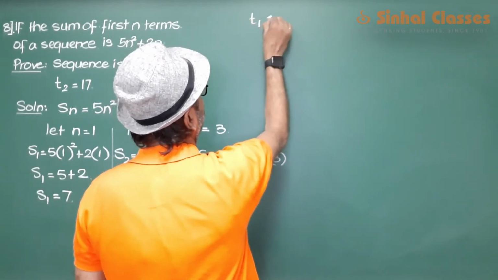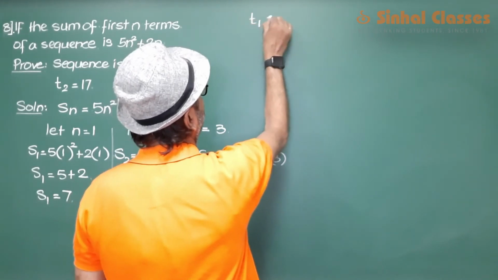This is your first answer, this is an AP. And the second answer, prove that the second term is 17. Now can we not see that the second term is 17? So yes, T2 is 17. So you've got both the answers and this is the solution for your question.